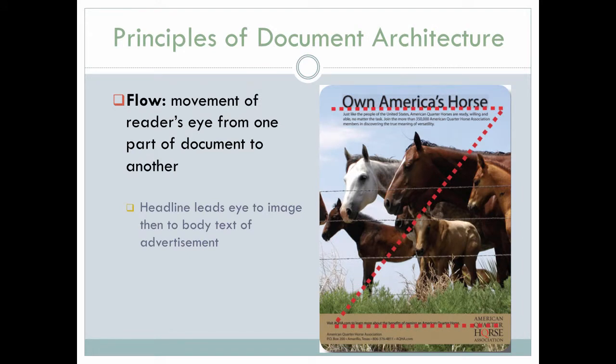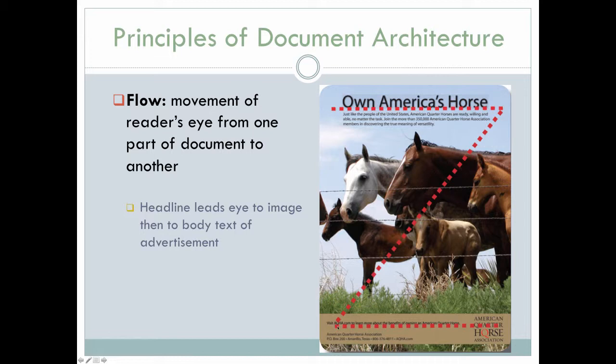Now, flow is an important concept for readers, and you want to be able to help the reader's eye move from one part of a document to another. And this ad effectively follows what's called a Z-line in creating flow. It will start by having a headline go across the page, then with some body text that goes across the photo, and you can see the horses all going one direction, leading your eye to this bottom corner.